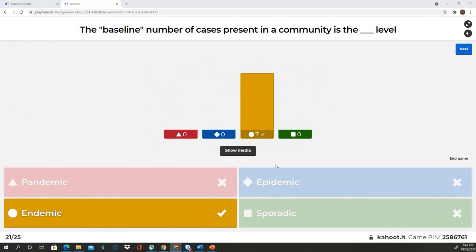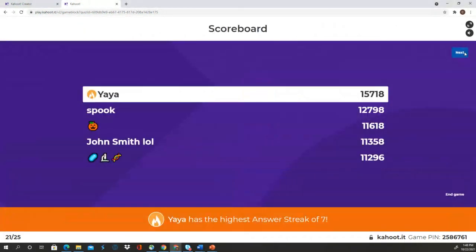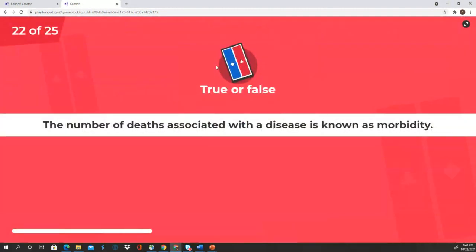No problem. All right, so do make sure you know what each of these 4 terms means. All right, moving on. True or false?